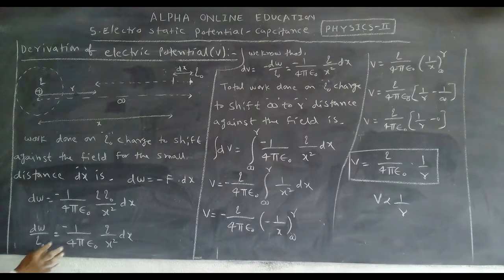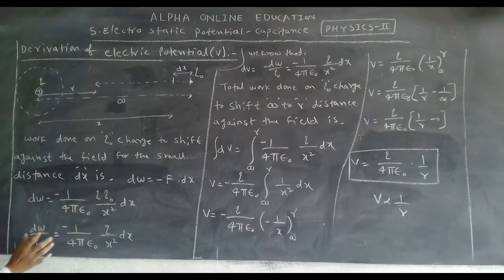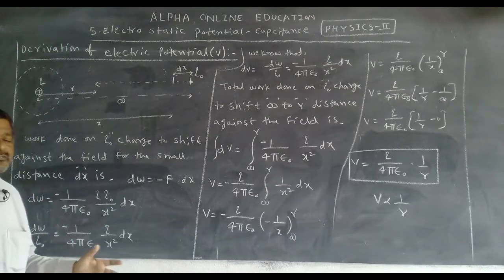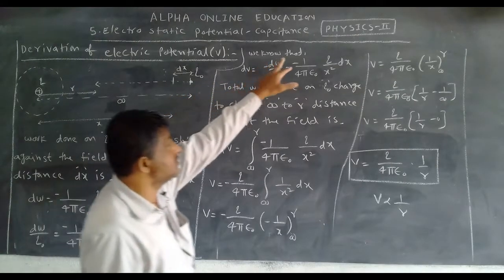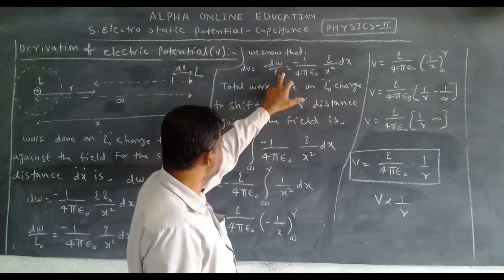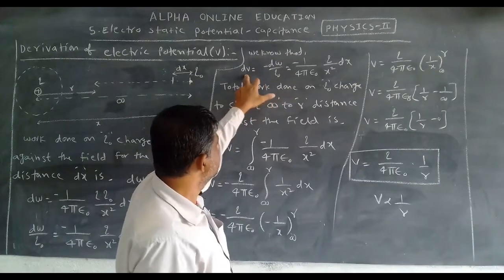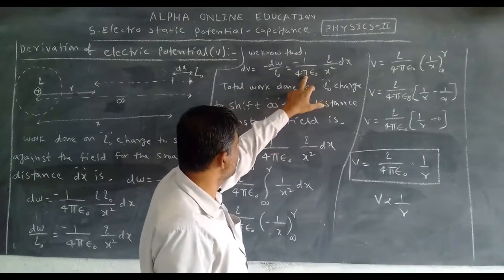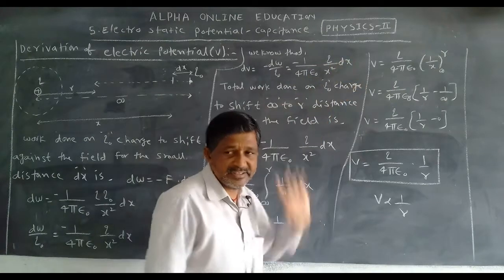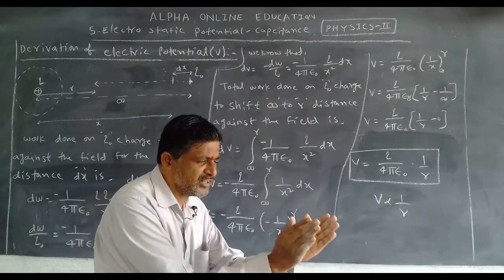Okay, you take this Q naught to the denominator. dW by Q naught is equal to minus 1 by 4 pi epsilon naught Q by x square. Here Q naught is not there. Now we know that V is equal to W by Q. So W by Q naught is equal to V. But dW by Q naught is equal to how much? dV is equal to minus 1 by 4 pi epsilon naught Q by x square dx. This is the work done for a small displacement.